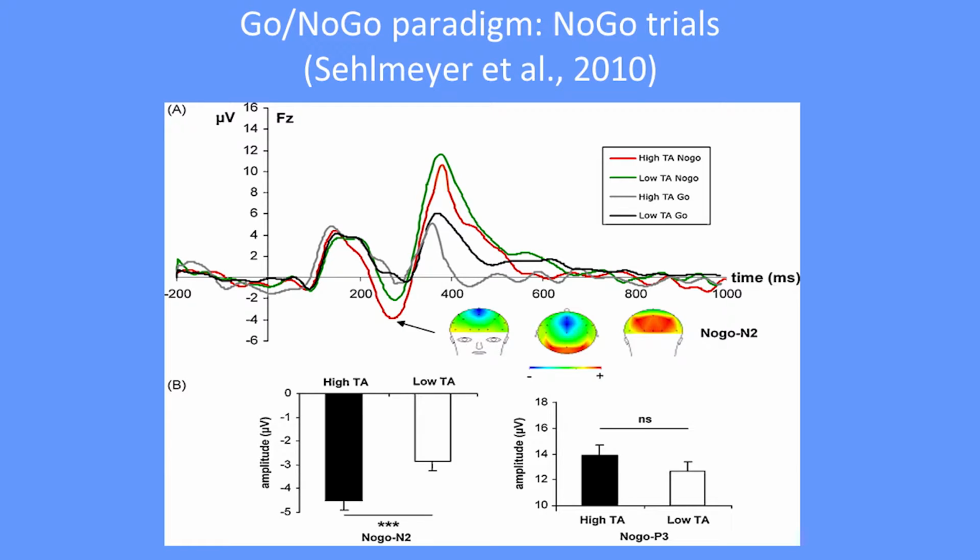What we also have on this slide is what happened on go trials. That can be discussed very quickly. Remember, on go trials, no inhibitory processes are required, and there were no effects of trait anxiety between the two groups.